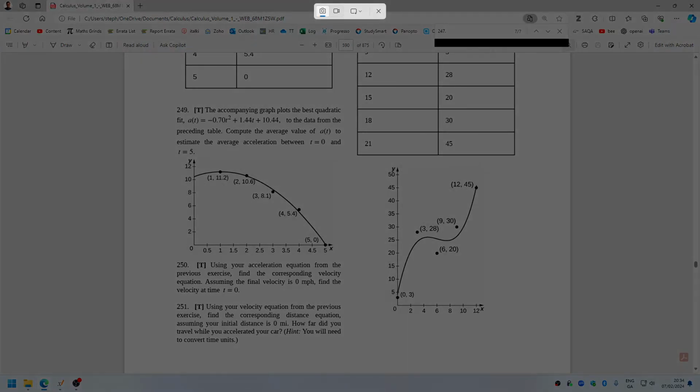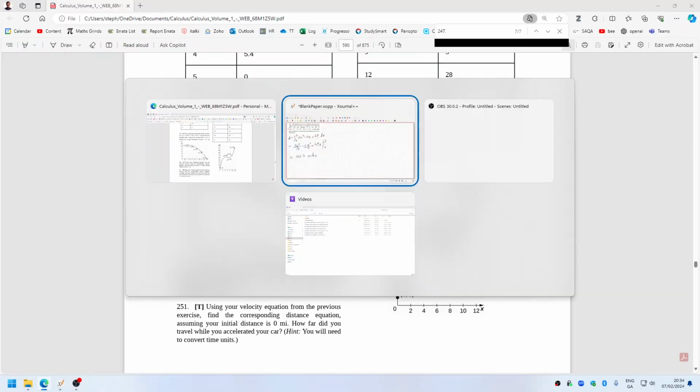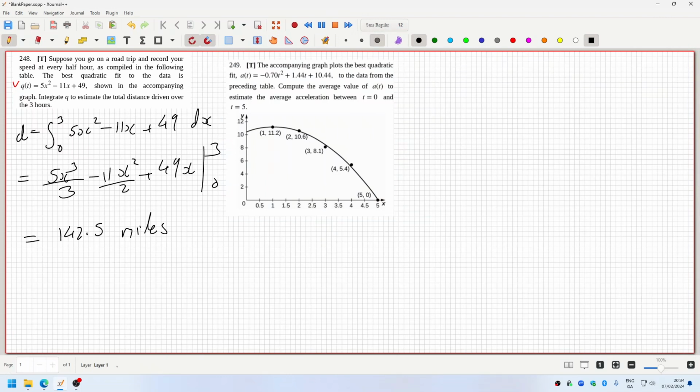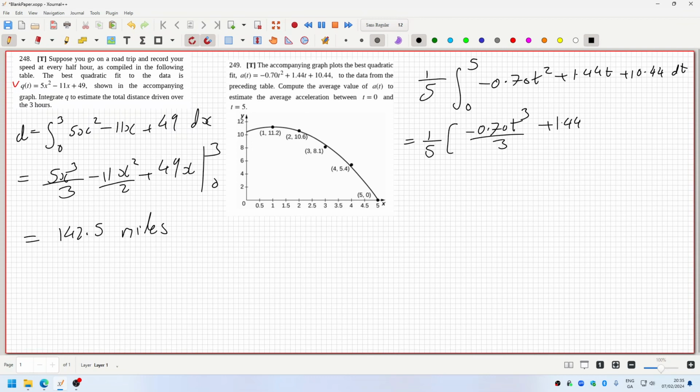Okay, and then 249. The accompanying graph plot shows the best quadratic fit for the acceleration to the data. Compute the average value of the acceleration to estimate the average. Very similar to what we've just been doing. From 0 to 5, that would be 1 over 5, from 0 to 5, of minus 0.70 t squared plus 1.44 t plus 10.44 dt. That's 1 over 5 times minus 0.70 t cubed over 3, plus 1.44 t squared over 2, plus 10.44 t, from 0 to 5. Again, just the 5 needs to be subbed in. Let's see what we get.